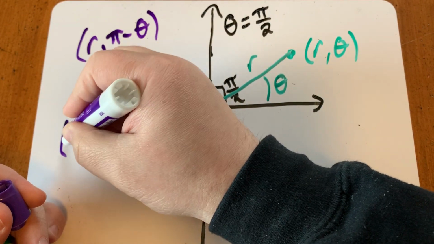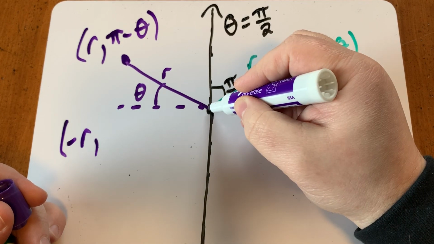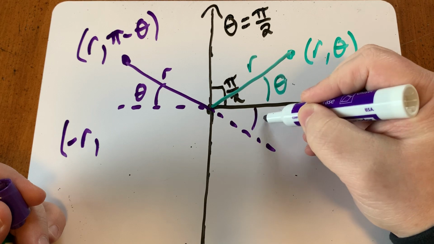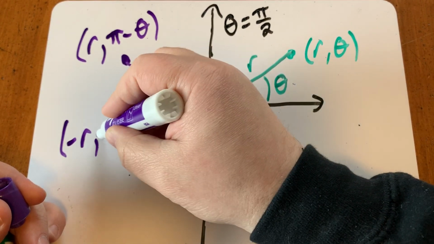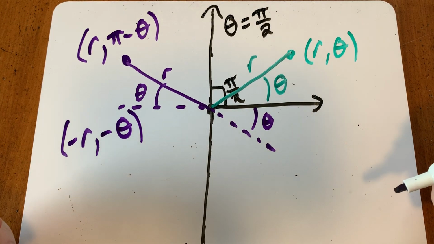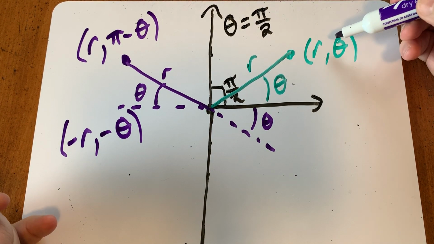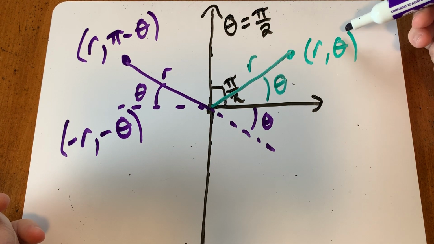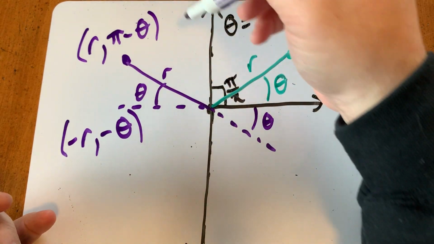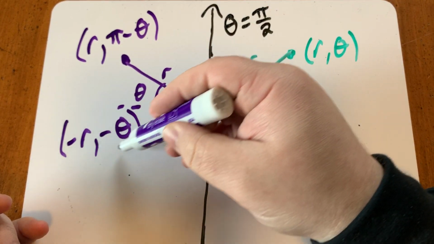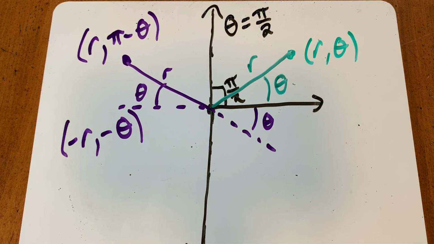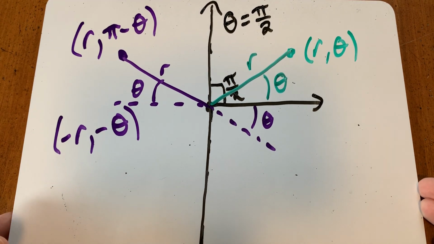Or it could be negative r, along this angle, which would be theta in the negative direction. So, if you reflect over pi over 2, (r, theta) becomes (r, pi minus theta), or (negative r, negative theta). Either of those work because they would end up at the same position. So I hope that makes sense. So we can reflect over what was our y-axis in the polar plane.